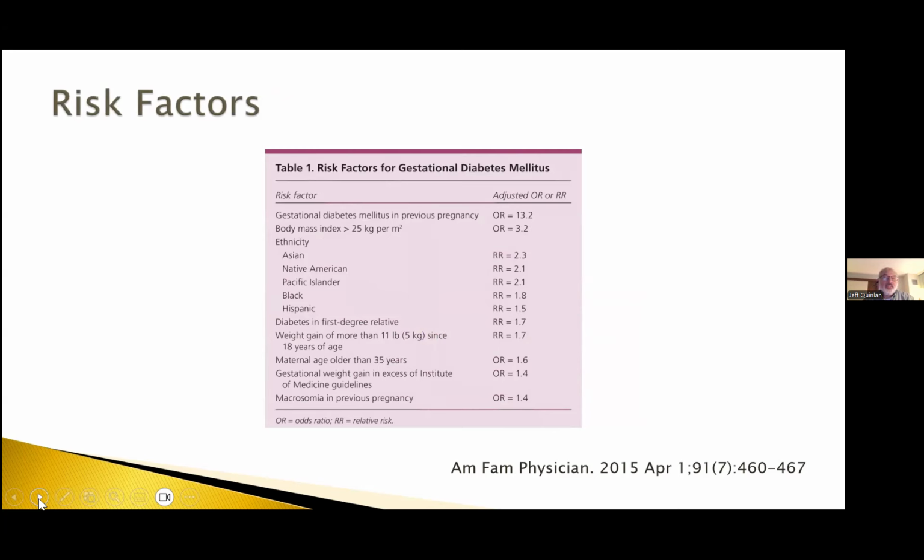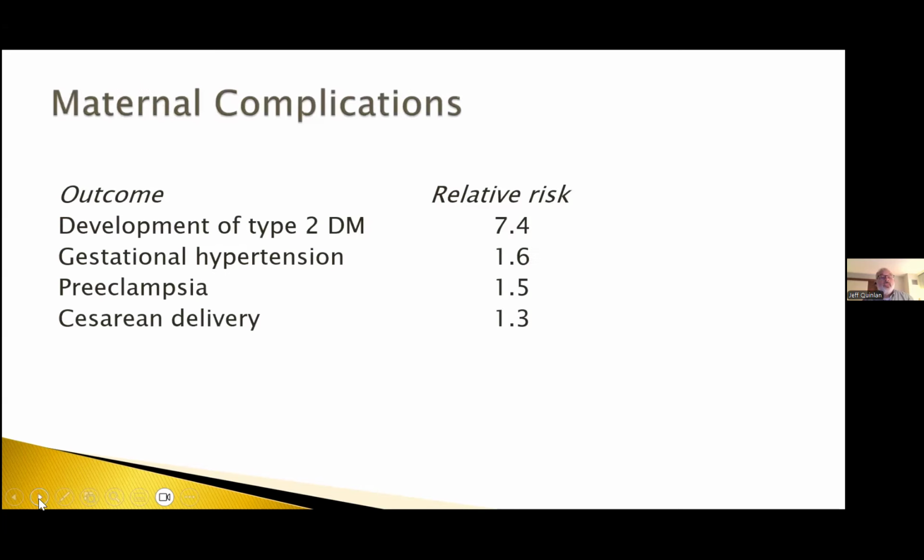And then we'll come back to the second risk factor, which is a body mass index of greater than 25. It also increases your risk of gestational diabetes threefold. Important to note that in women of Asian descent, that BMI is actually greater than 23 that we use instead of 25. As I mentioned, there's a number of maternal complications.